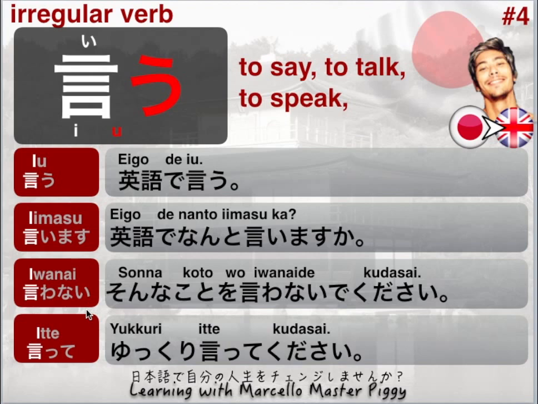Next, we're going to move to the negative form, the nai-kei. Remember, it has to finish with nai. This is pretty irregular about this verb. Usually we have the a, i, u, e, o column, so we would use the a, and it would be i, a, nai. But because it's kind of hard to pronounce two vowels in a row, we are using wa instead. So it becomes iwanai. Iwanai is the negative form of iu. Let's look at the sentence then.